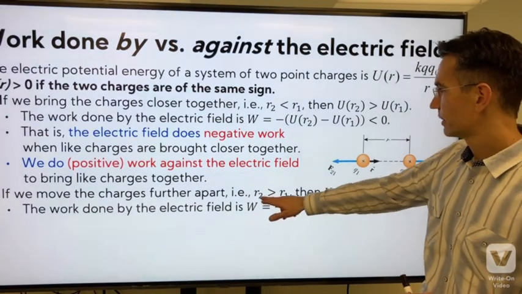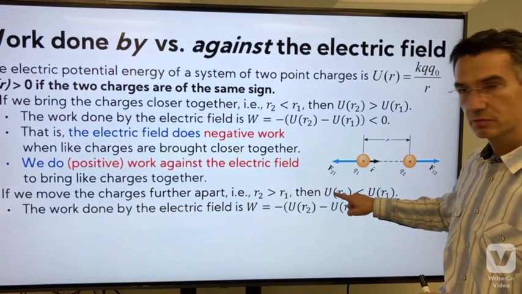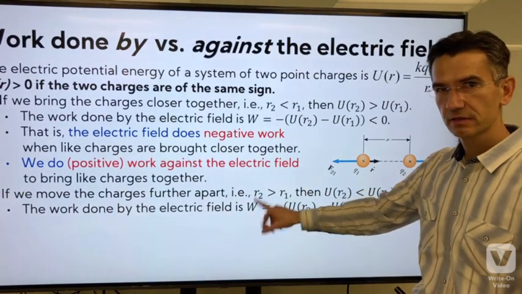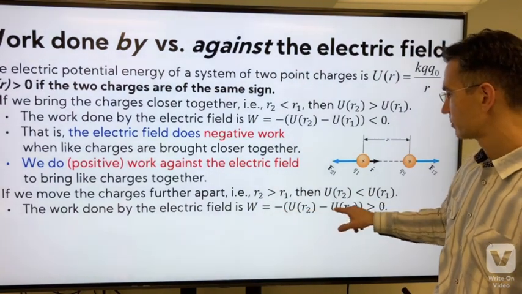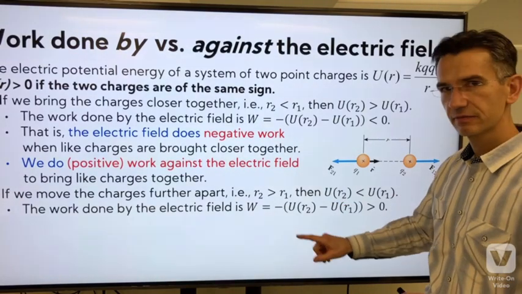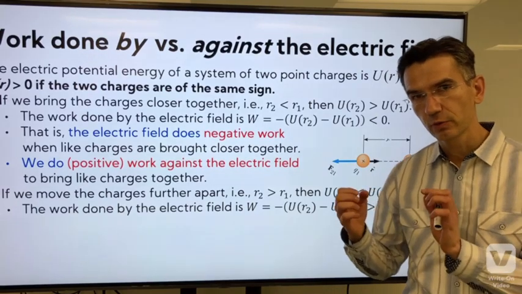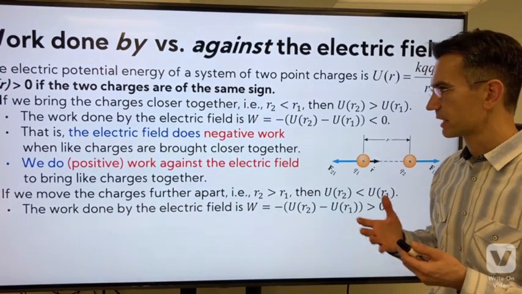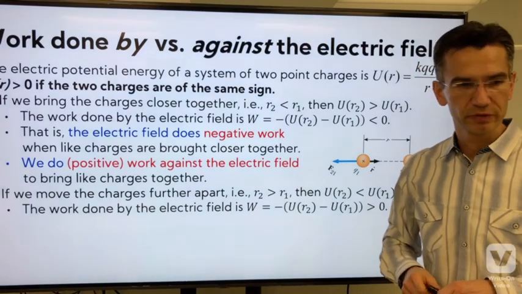So now, with the final distance greater than the initial one, the final electric potential energy is smaller than the initial one. So then the work done by the electric field is again the same expression, minus (U(r2) minus U(r1)). Now this is a negative number, and with the minus in front, this becomes positive. So the electric field is doing work when it moves like charges further apart. And this makes sense. The electric force wants to move these charges further apart, so the electric field is doing work in moving these charges further apart.